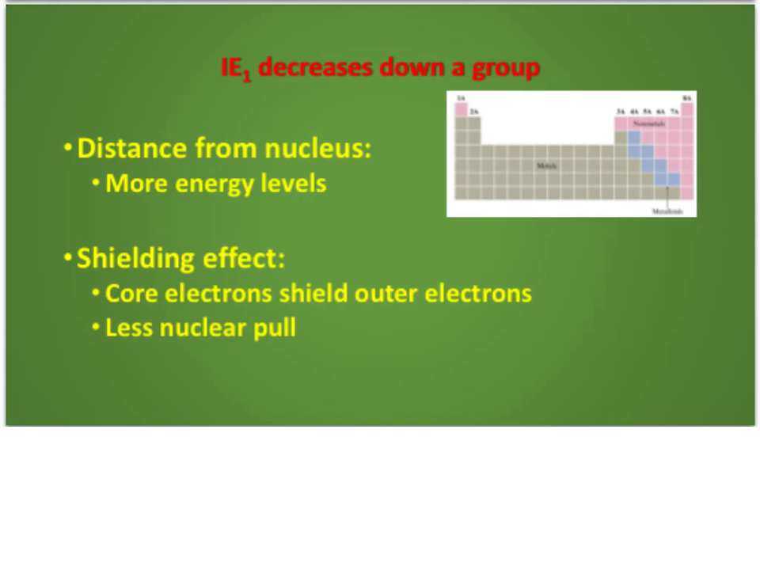If it decreases down the group, that means it becomes easier to lose the loosely held electron, because the distance from the nucleus increases. There are more energy levels between the loosely held electron and the nucleus. Shielding effect: there we have more core electrons that shield the outer electrons. There's less nuclear pull. So if we say decreases down a group, in which direction does it increase? As you go up the group, ionization energy will increase.